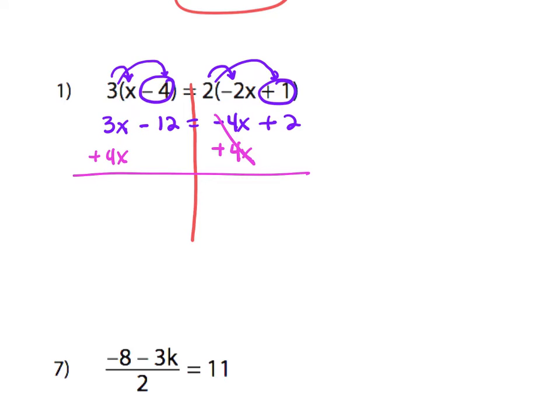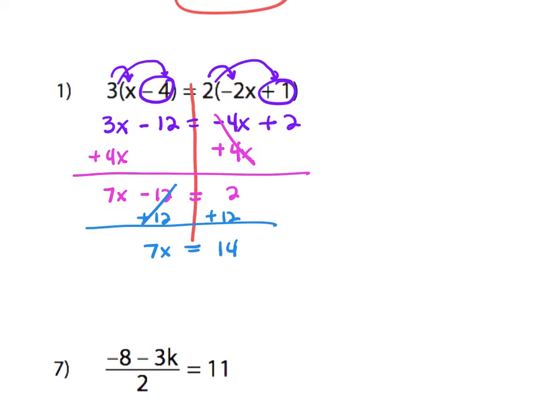The first step was simplifying, and I have 7x minus 12, and on the other side we have positive 2. So our next solving step would be to eliminate the constant. I see minus 12, so I'm going to do the opposite, which is adding 12. This eliminates the constant, and now I have 7x equals 14.